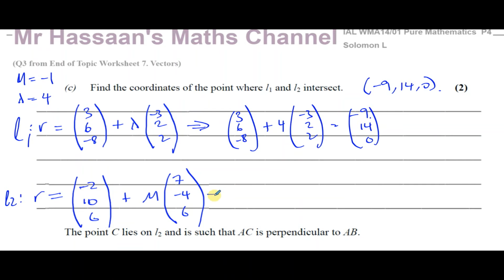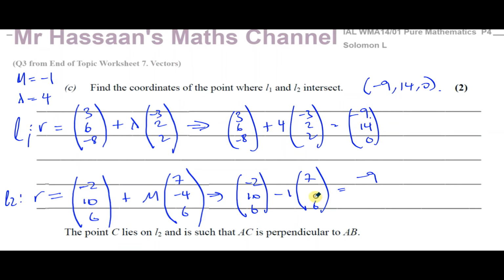And if you wanted to double check that you've done it right, we could also put mu as minus 1 into this equation, and it should give us exactly the same point, because that's where they intersect. So (minus 2, 10, 6) plus mu, which is minus 1, times (7, minus 4, 6). That gives us minus 2 minus 7, which is minus 9, which works out. For the 10, this is a minus 4, so it's 10 minus 1 times minus 4, which is plus 4.